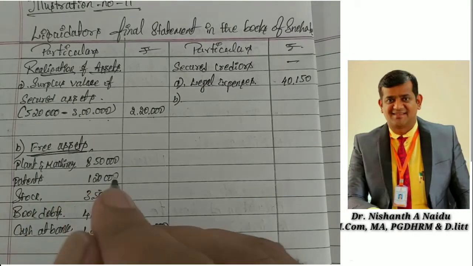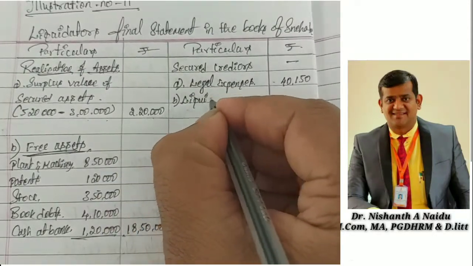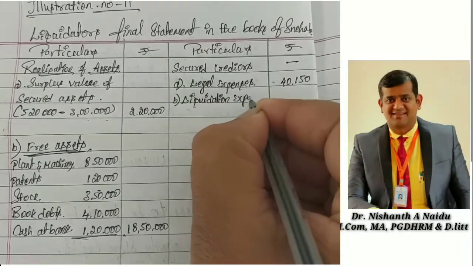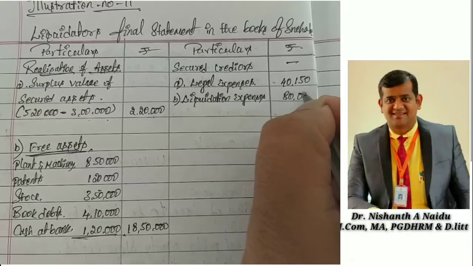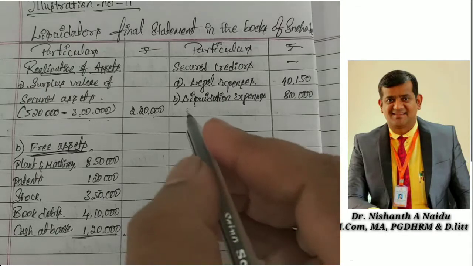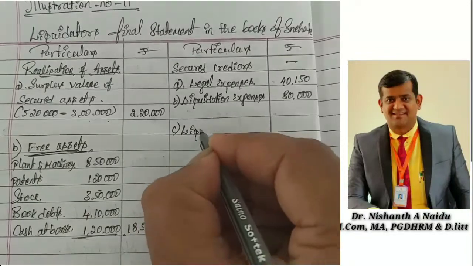Next he has given expenses of liquidation. Liquidation expenses how much? 80,000. Liquidation expenses is rupees 80,000. So after that we have liquidators remuneration, point C, which needs working notes and all.